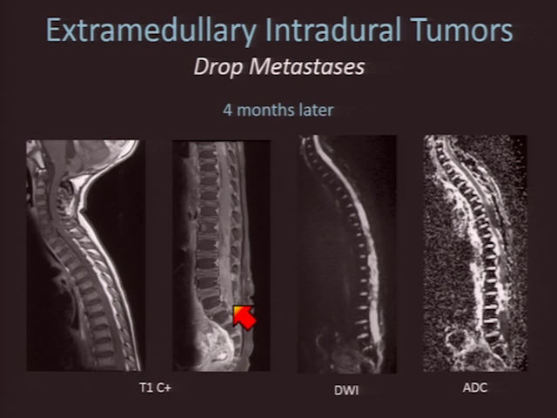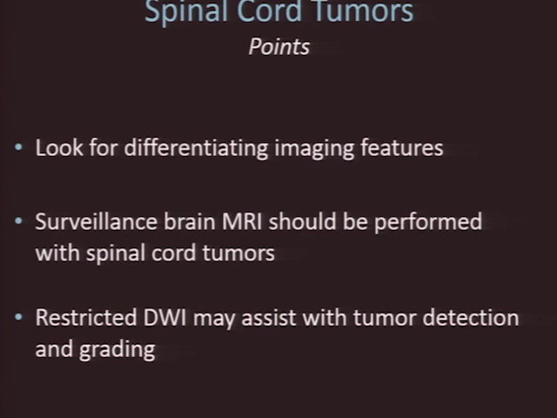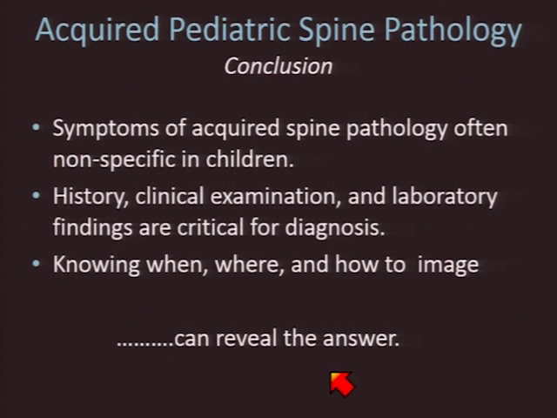Interestingly, even with this amount of disease, it's not like the enhancement is out there. And that's not unusual in these really high-grade tumors, and they tend to be so necrotic that they don't show a lot of enhancement, which is probably why it's hard for us to pick them out just on routine imaging. So some take-home points are, when you're dealing with spinal cord tumors, look for differentiating imaging features. Think about surveilling the brain, even though it's a spinal cord tumor, because you could have disease intracranially, and restricted diffusion can assist with tumor detection and tumor grading.